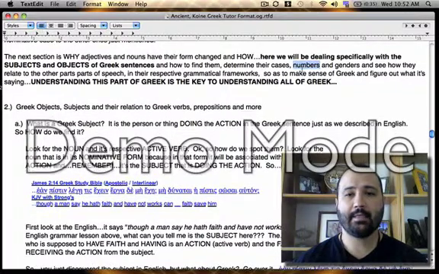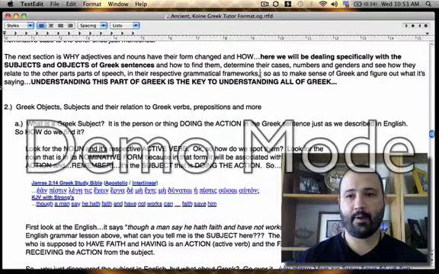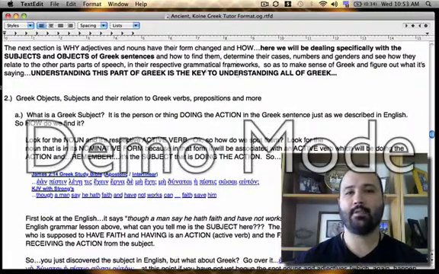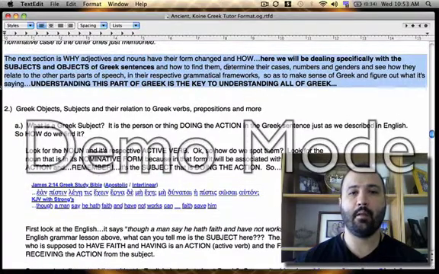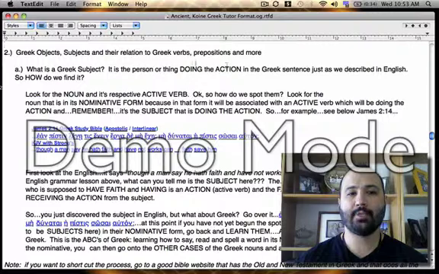Okay? And you've got to know their numbers, their genders, and see how the objects and the subject relate to other parts of speech in their respective grammatical frameworks. And then, of course, you're going to be able to make sense of Greek and figure out what it's really saying. All of this is really key to understanding all of Greek. Focus on this here with me. So, part 2: Greek objects and subjects and their relation to Greek verbs, prepositions, and more.